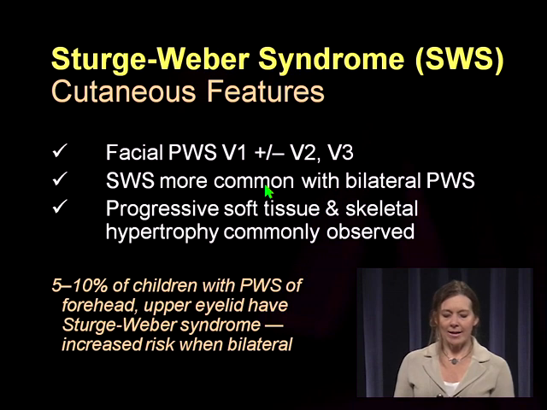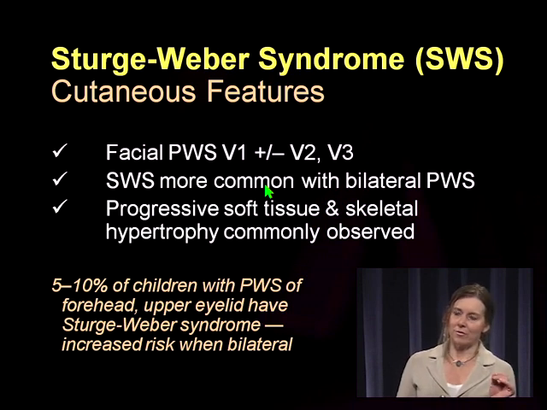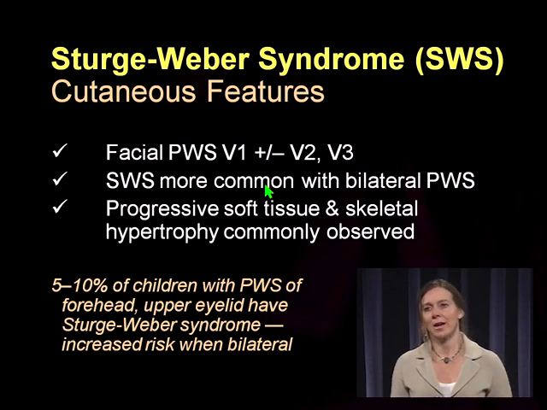But keep in mind, there are far more children that have a capillary malformation on their forehead or their upper face that have just an isolated vascular malformation without any central nervous system involvement. And it's estimated that up to 10% or less have associated Sturge-Weber syndrome. So you certainly don't want to assume that that patient has it simply because they had that distribution.